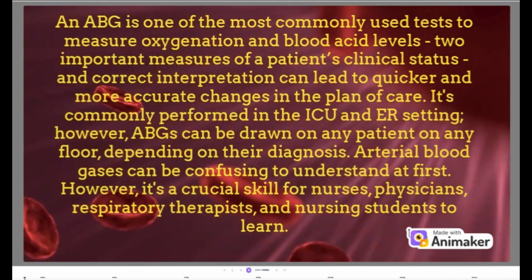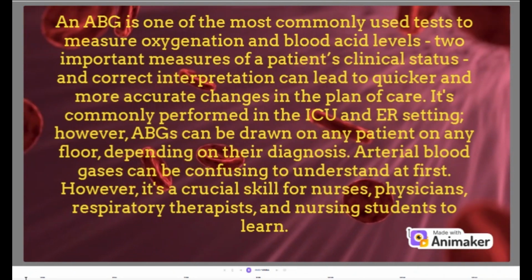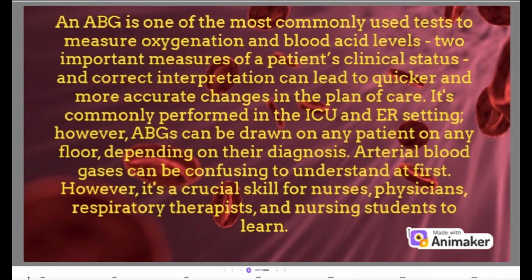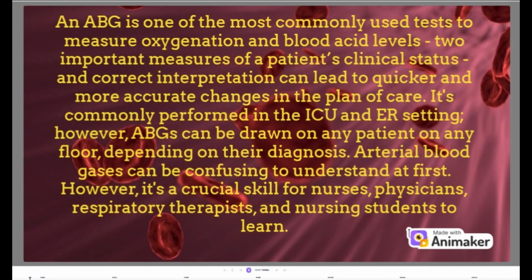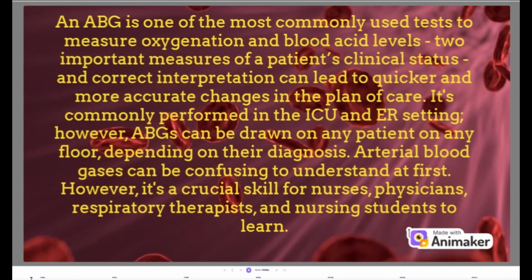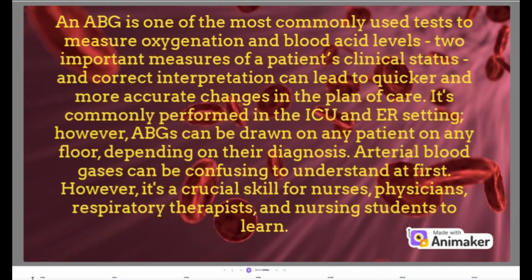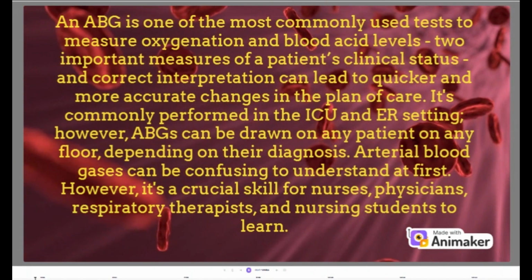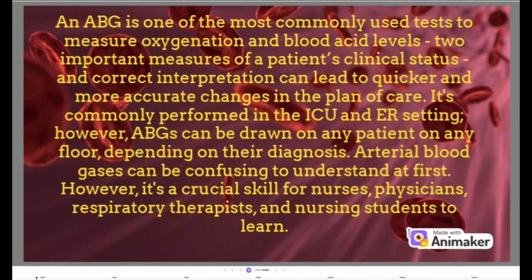An ABG is one of the most commonly used tests to measure oxygenation and blood acid levels. It provides important measures of a patient's clinical status, and correct interpretation can lead to quicker and more accurate changes in the plan of care. It's commonly performed in the ICU and ER setting. However, ABGs can be drawn on any patient on any floor, depending on their diagnosis.